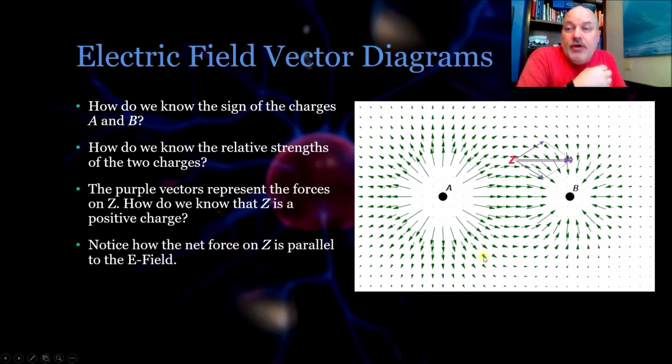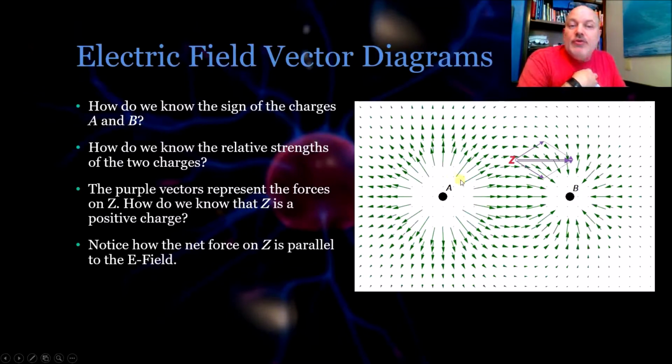This diagram here is what we call an electric field vector diagram. For an entire grid of points, we draw the electric field vector at that point. Remember, they point away from positives and towards negatives, and the length of them tells us the relative electric field strength. So knowing that, how do we know what the signs of these charges are?